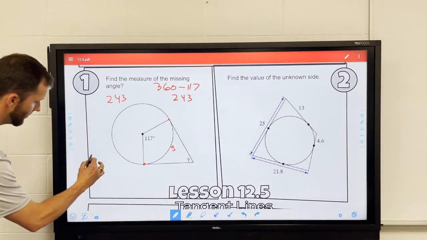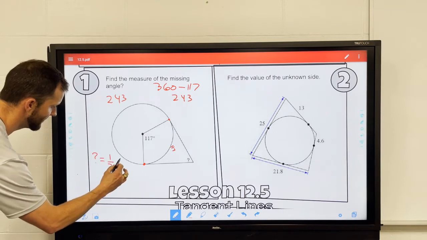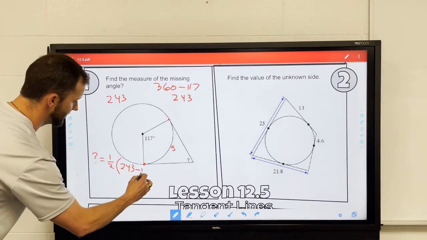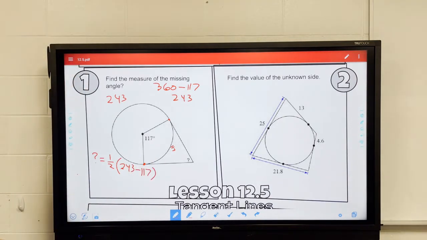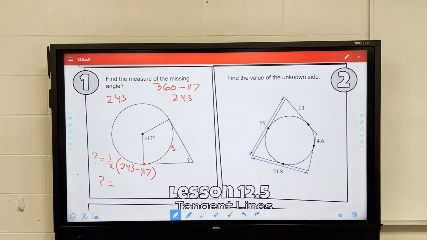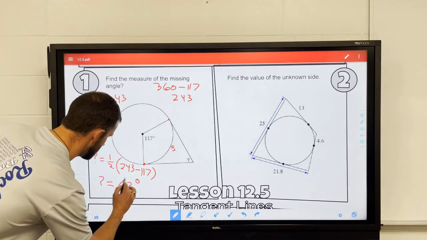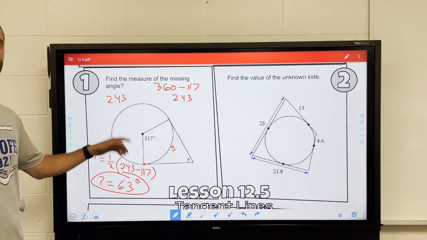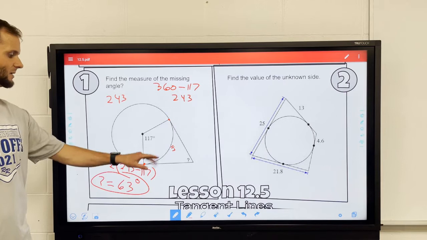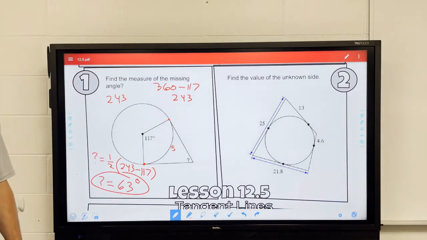To find that missing angle, I'm going to take the big arc, which is 243, subtract 117 from that, and then take half of it, and that should give me that question mark. So 243 minus 117 is going to give me 126, and I'm going to take half of that, which gives me 63 degrees. So ladies and gentlemen, my missing angle there is 63 degrees, because I found my big arc and my small arc, subtracted those, and took half of it. So that angle right there is 63 degrees.